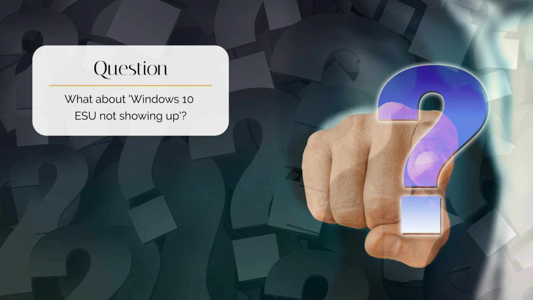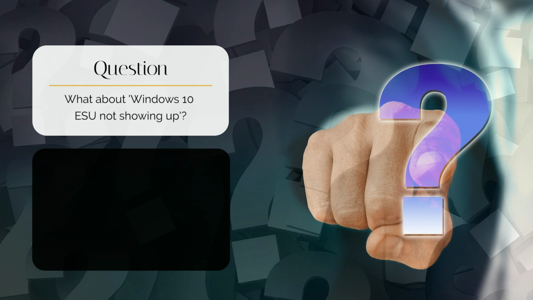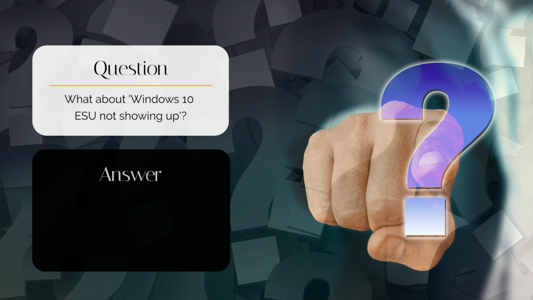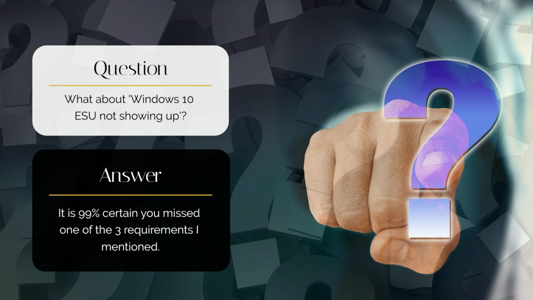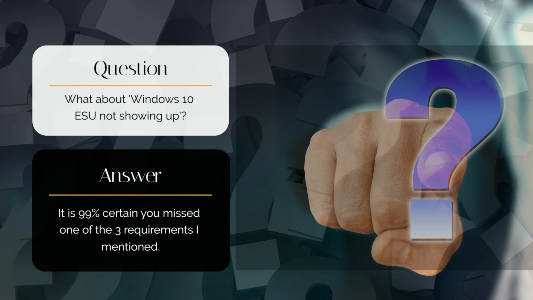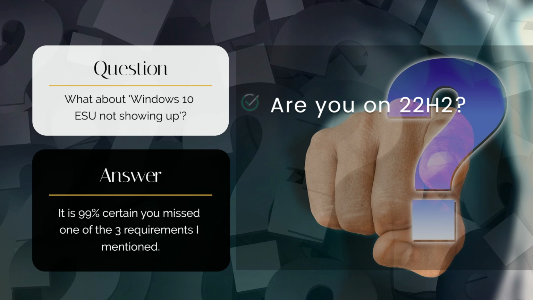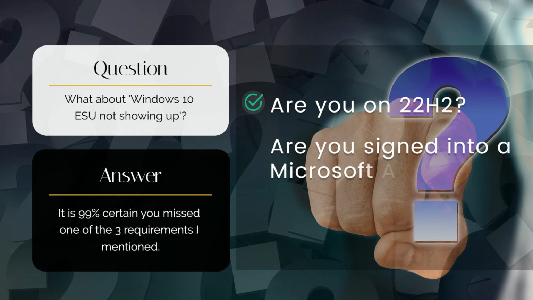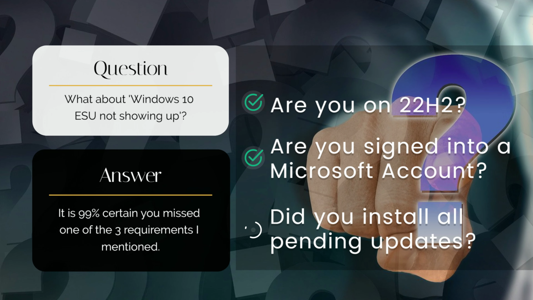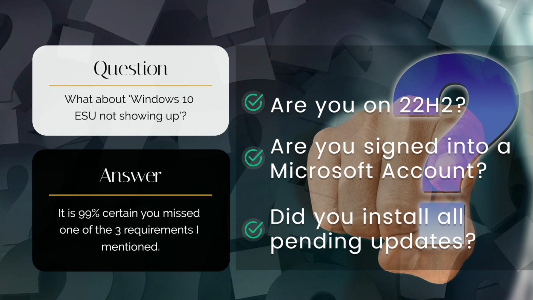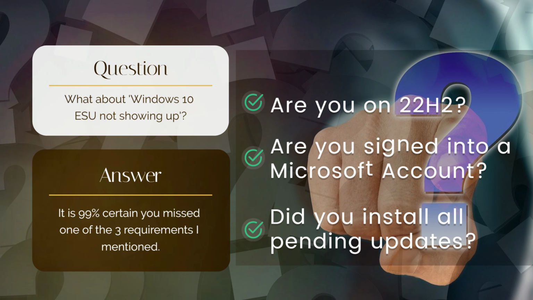Question: What about Windows 10 ESU not showing up? Answer: If you go to Update and Security and you don't see the option to enroll, it is 99% certain you missed one of the 3 requirements I mentioned. Go back and check. Are you really on 22H2? Are you really signed into a Microsoft account? Did you really install all pending updates? Check those, restart your PC, and the option should appear.